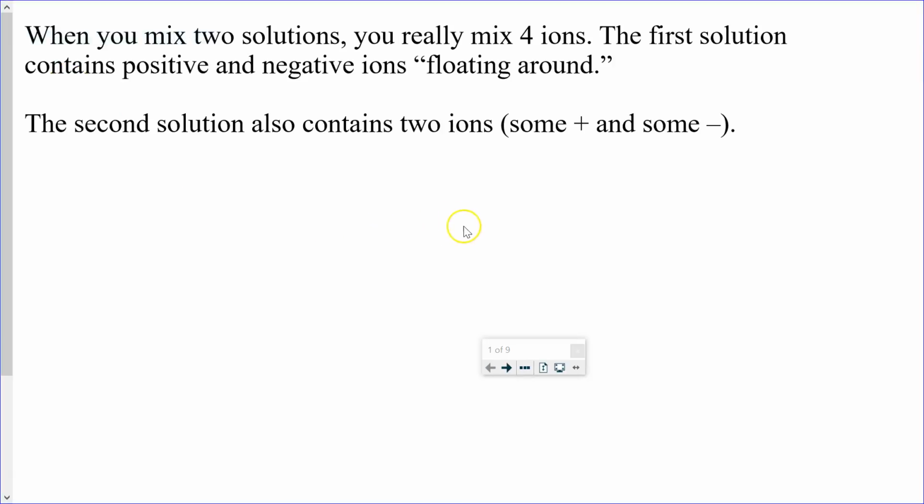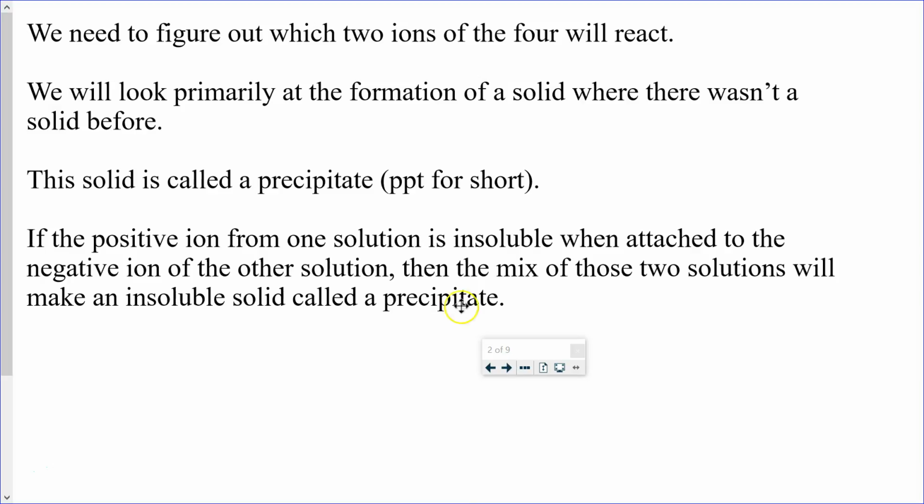Okay, so on the back side, it's going to get closer to the actual lab that we're going to be working with. And this is going to talk about precipitation reactions to start with. So when we mix 2 solutions, what we're really doing is we're mixing 4 different ions. Okay, so from those dissociation reactions on the front, if we put an ionic compound in water, it breaks apart into a positive cation and a negative anion. So really, if we mix 2 solutions together, we've got 2 positive things and 2 negative things that get mixed.